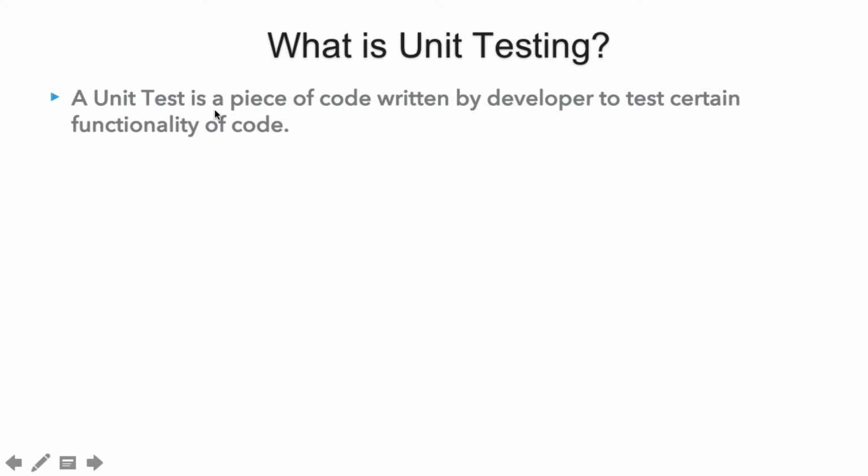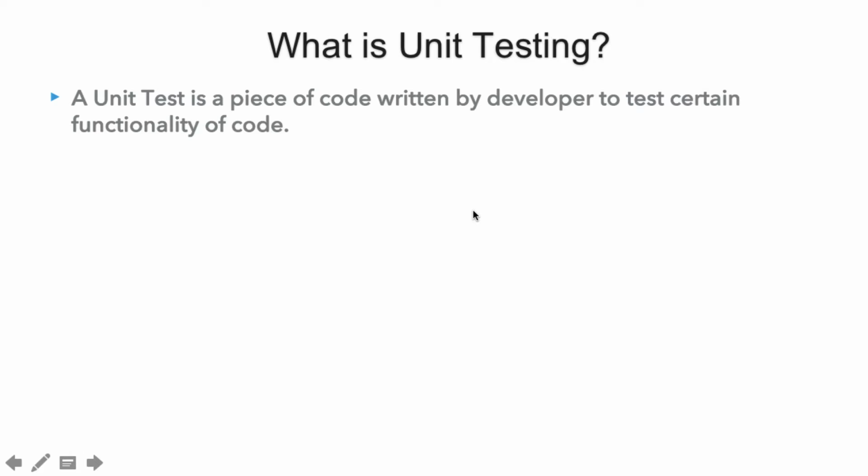If you see, a unit test is a piece of code written by a developer to test certain functionality of code. Now what do we mean by it? Usually in day-to-day work, a developer writes a functionality of code in its development phase, but in order to test whether the code written by him is correct, the developer writes yet another piece of code, which we call a unit test, and that piece of code basically provides feedback to the developer that whatever functionality of code he has written is correct.